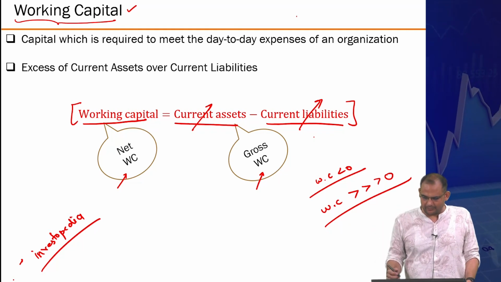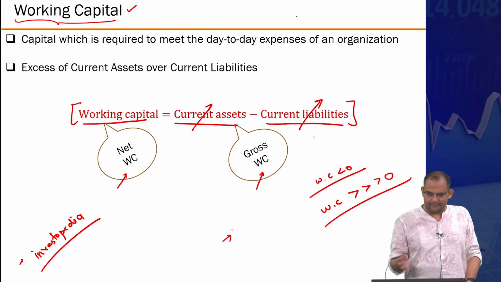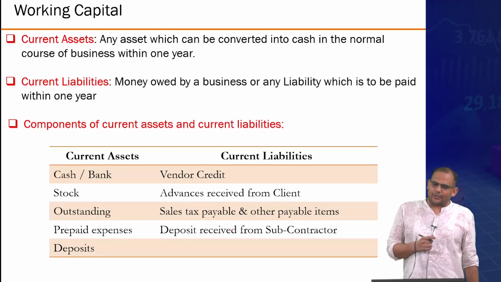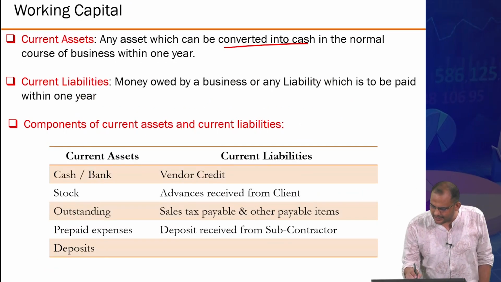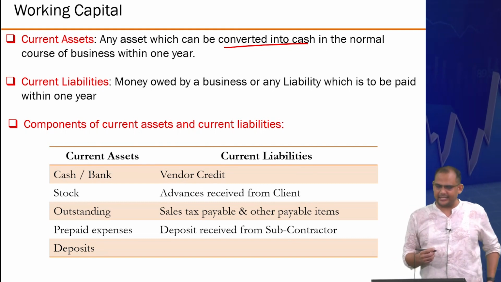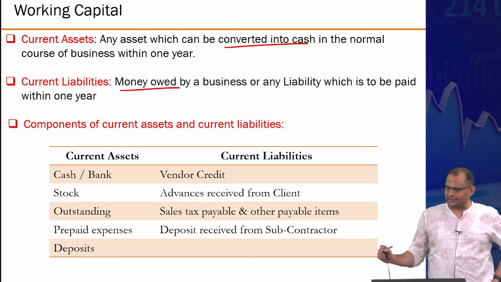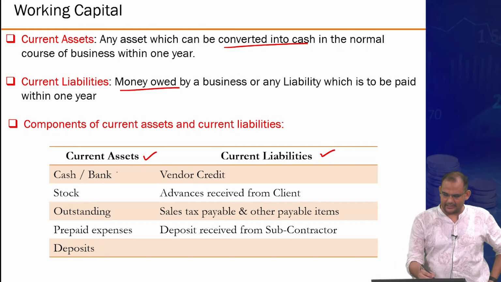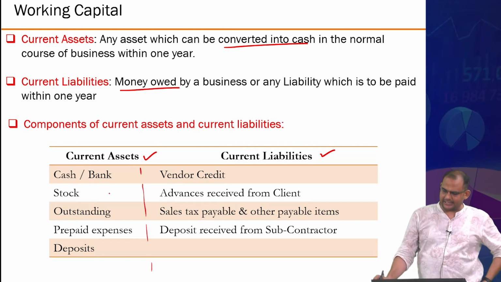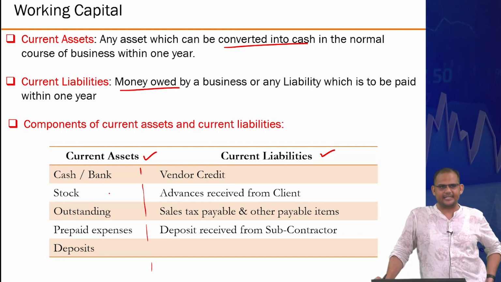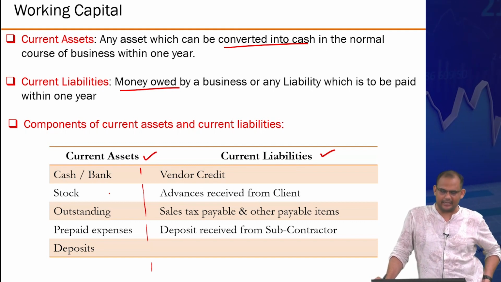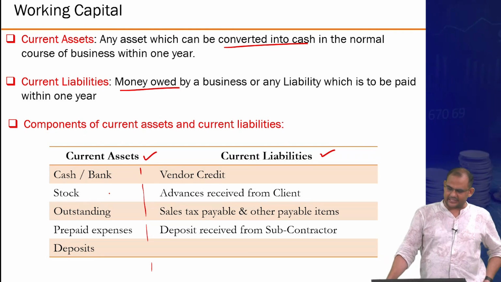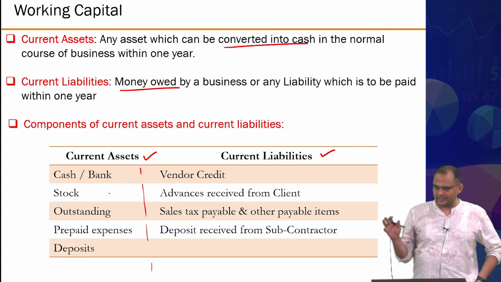If you want, I can give you a formal link of Investopedia with working capital, but essentially it deals with the same concept that I just introduced, right? So, current assets, we have seen, any asset which can be converted into cash in the normal course of business within a year. Current liabilities, money owed by a business or any liability which is to be paid within a year, right? So, some of the examples of the components of current assets and current liabilities are here. Cash, stocks, outstanding payment, prepaid expenses, deposits that you have made are typically your current assets. The vendor credit, advance received from the client, sales tax payable and deposit received from subcontractors, these are your current liabilities, right?